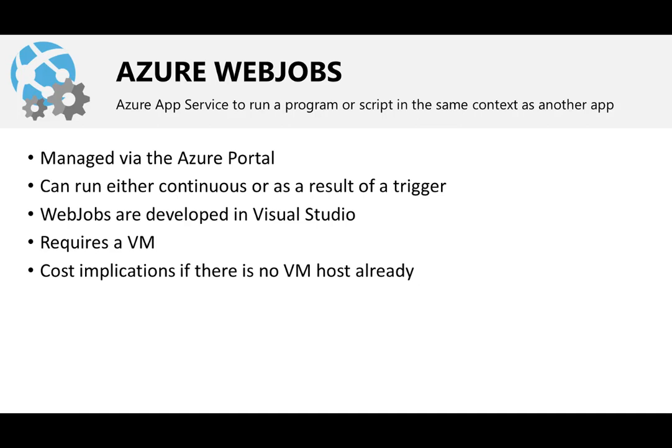Now, web jobs, unlike the Azure Functions, can either be running continuous or be set to start on a specific trigger. So keep in mind, if you do have a virtual machine already available in Azure, you could simply piggyback the Azure WebJobs to run on that, and then there would be no additional cost. However, if you don't currently have a virtual machine, the cost may be more significant to run these jobs.